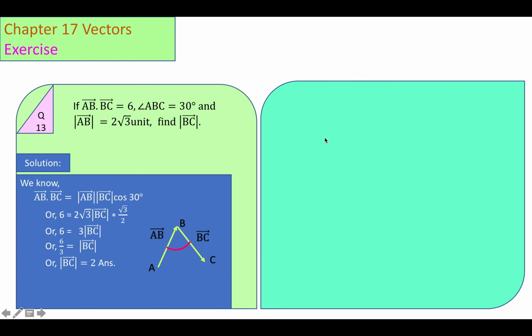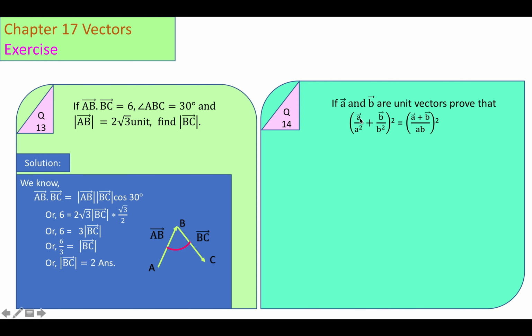Question number 14. If vector A and vector B are unit vectors, prove that (vector A by A square plus vector B by B square) whole square equals (vector A plus vector B by AB) whole square. Solution.